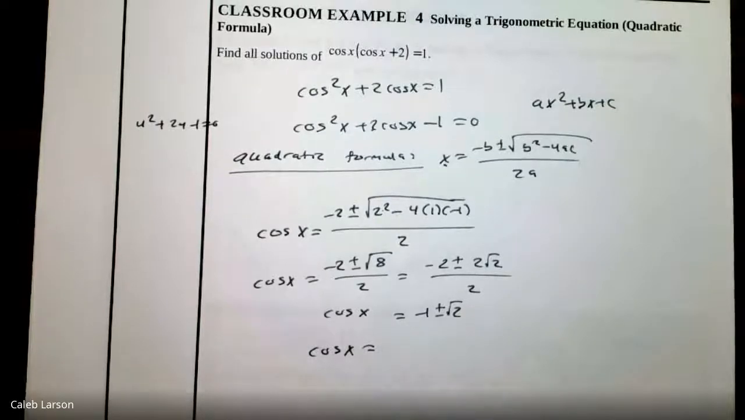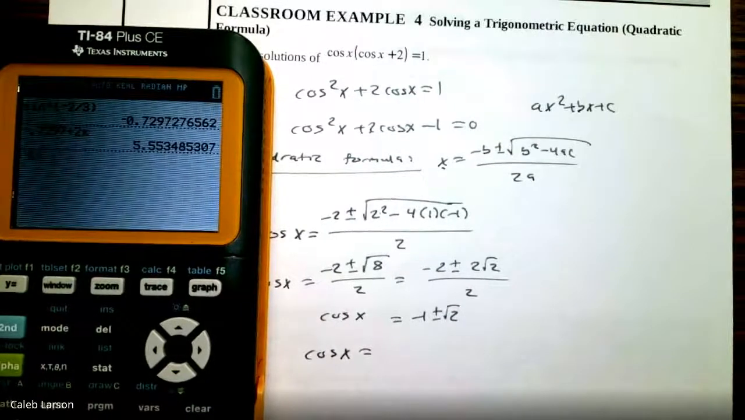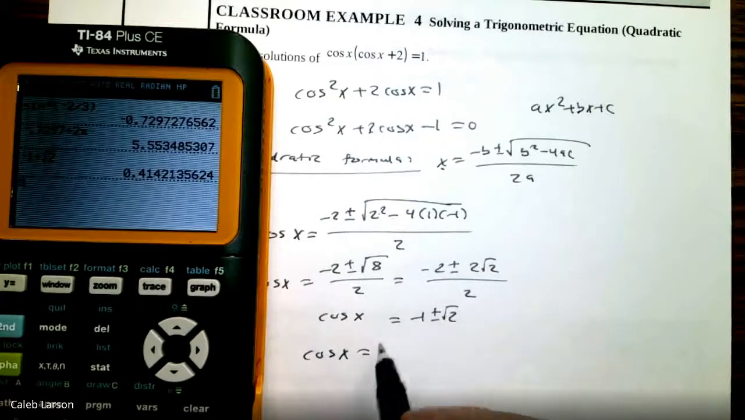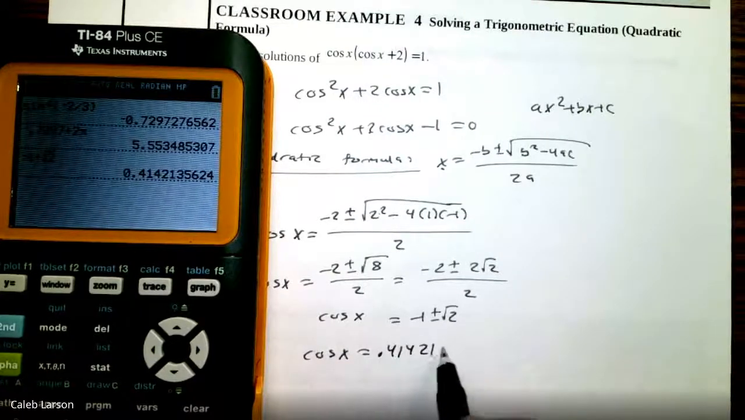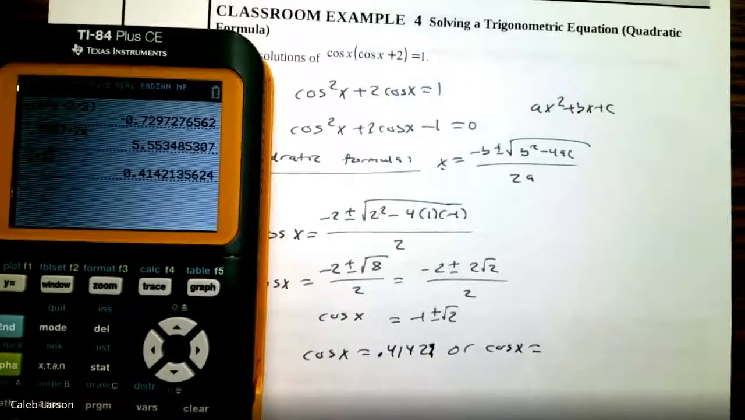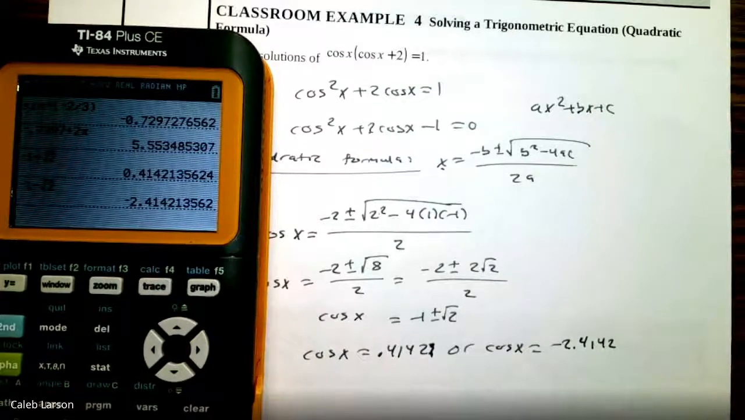So we have -1, let's get the calculator back out here. -1 plus root 2. That's the plus version. So 0.4142. Or cosine of x is equal to -1 minus root 2. So we have -2.4142. Okay. So a couple of things.